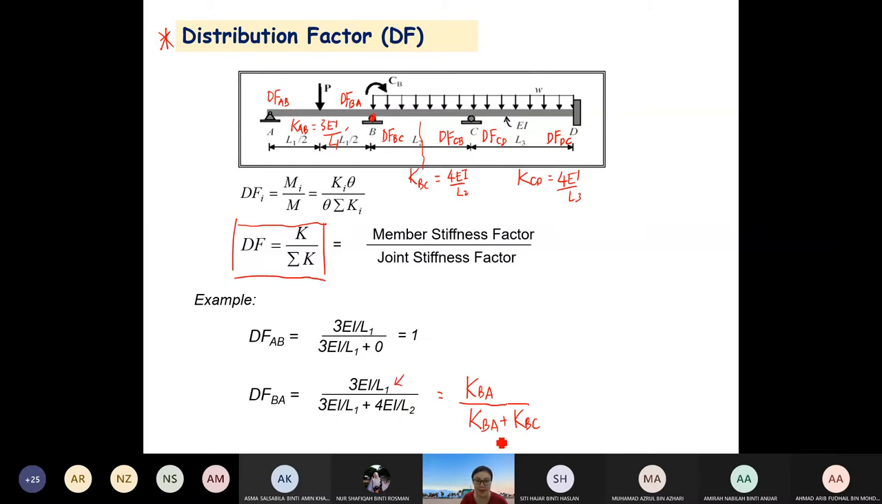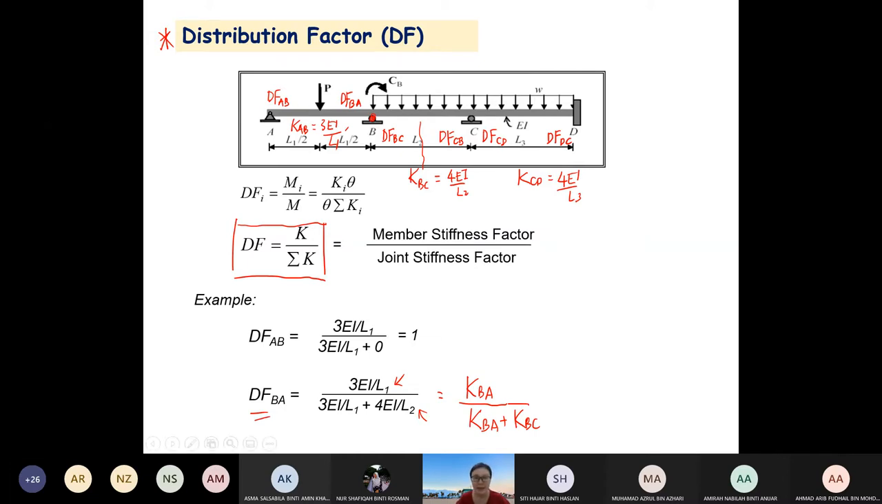Okay? And then KBA plus KBC. So KBA is also KAB. Okay, it will be 3EI over L1 plus 4EI over L2. So you put it here. Then you can determine your DFBA. Are you clear, class?